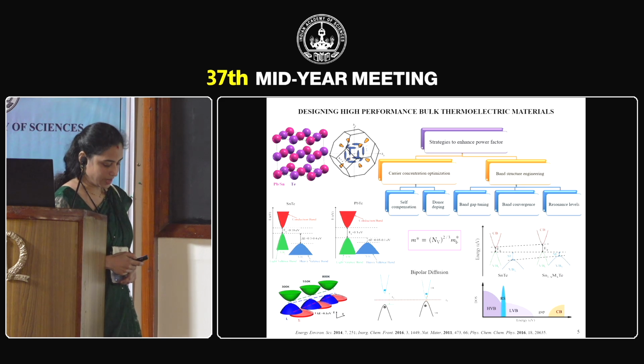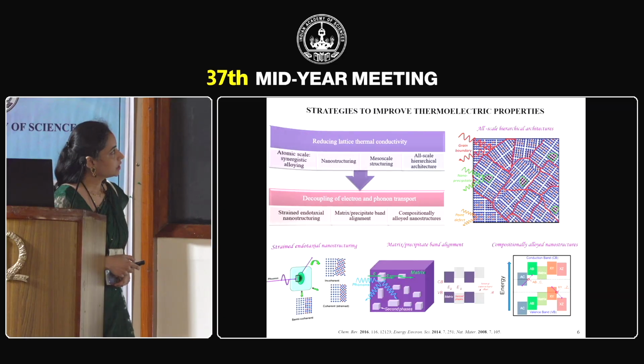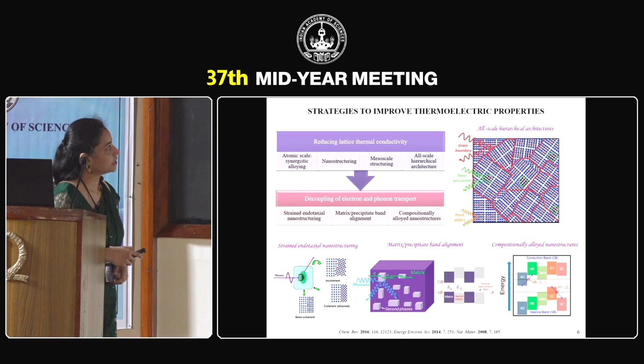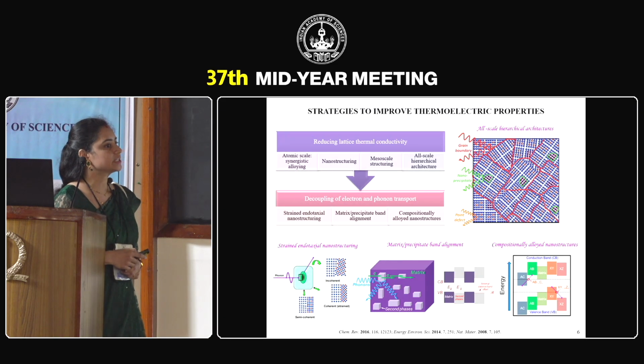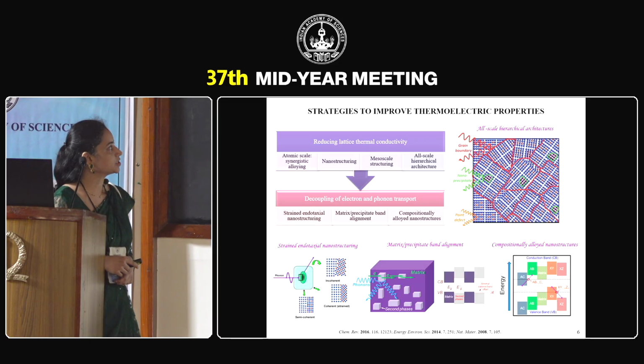And here, as we tune the electronic structure, the dopant that we have added will also reduce the lattice thermal conductivity because of scattering of phonons of short mean free path. Lattice thermal conductivity is the only parameter which is independent of carrier concentration, and it can be decreased either by atomic scale, nanoscale structuring, mesoscale structuring, or employing all of these together in an all-scale hierarchical architecture.